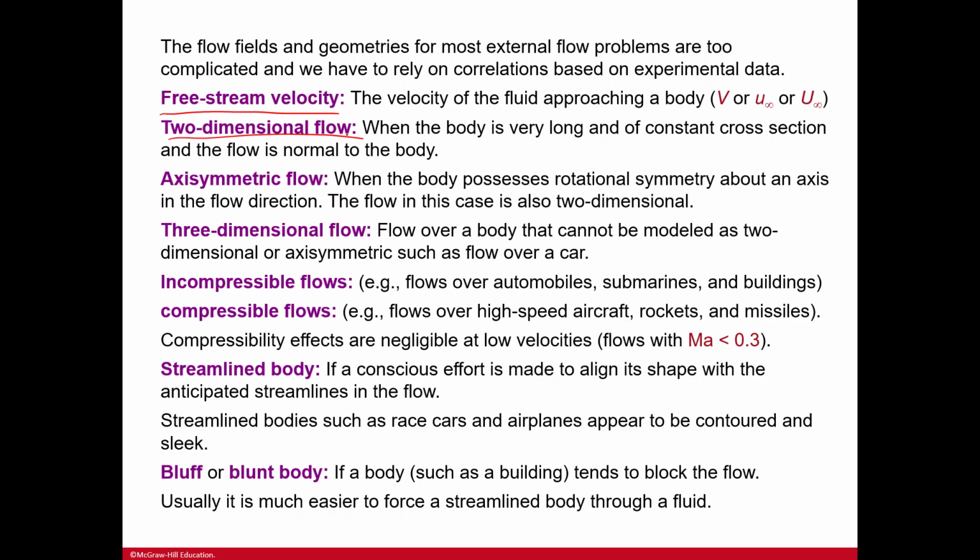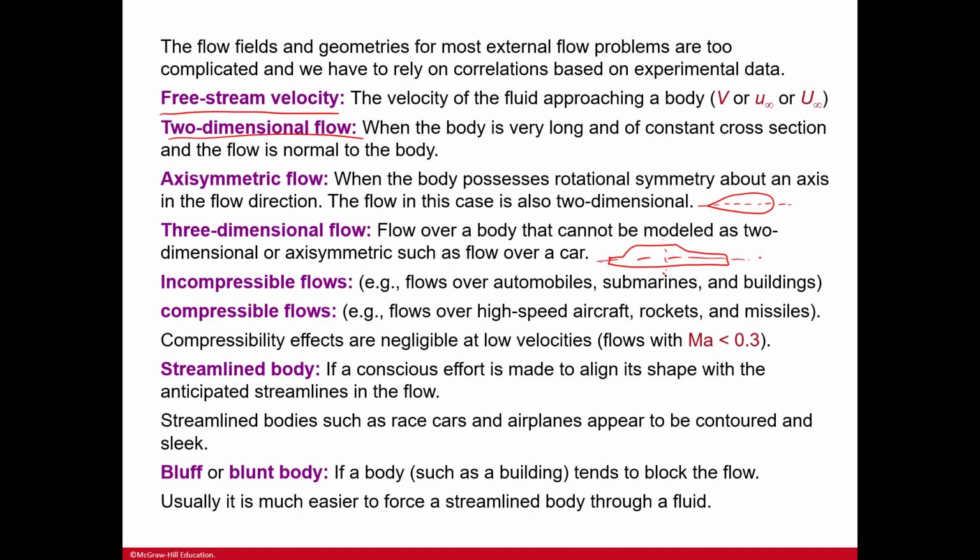Axisymmetric flow, when the body possesses a rotational symmetry about its axis in the flow direction. The flow in this case would also be two-dimensional. So you can think of the axisymmetric like the wing that I drew, right? You've got some symmetry. Three-dimensional flow over a body that cannot be modeled as two-dimensional or axisymmetric, such as flow over a car, right? Because I can't cut that in half or fold it, or there's no line of symmetry there.